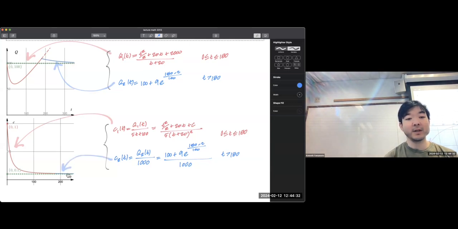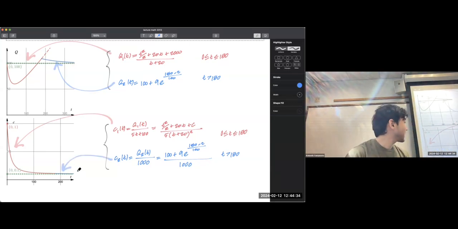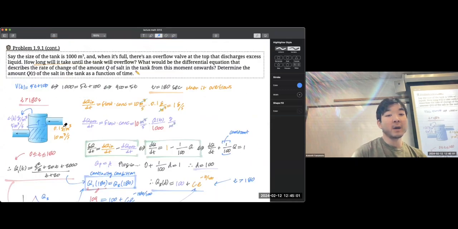There's a tiny bit of blue here that's hugging the green, so it's hard to see that. But it turns out that continuity in the Q will also ensure continuity in the C. The green dotted line here is showing you the initial amount of salt. This one's showing you 0.1, which is actually the concentration of the inflow, right? The thing that's being pumped in is 0.1 grams per meter cubed.